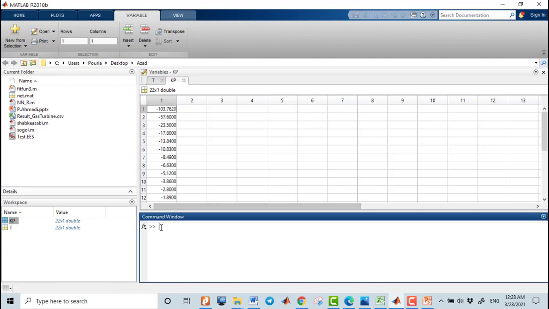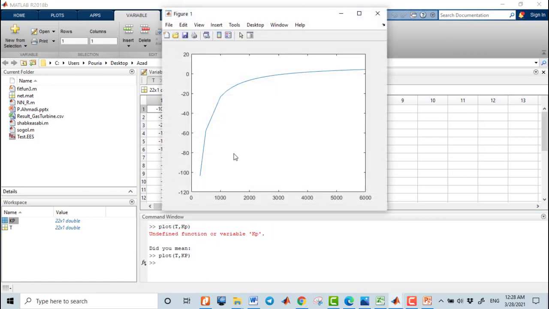Okay, so first of all, let's plot the variation of Kp with respect to T. If we plot T and Kp, let's see what happens. Okay, sorry, the Kp should be capital Kp here. Look at here. Why are these shapes here? If you look at that thermodynamic table, we have limited data there. Therefore, these are sharp angles here.